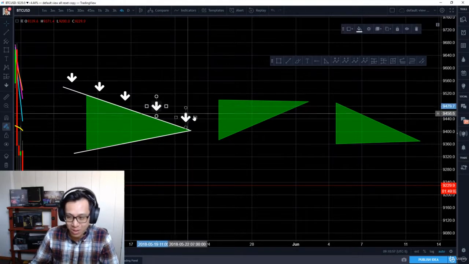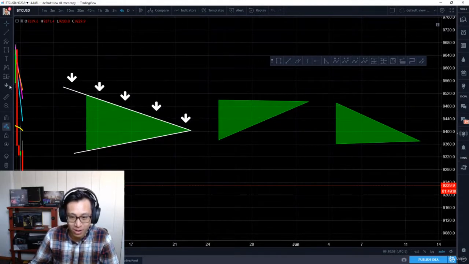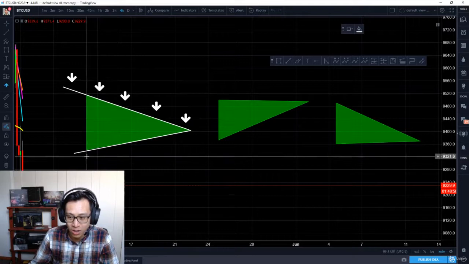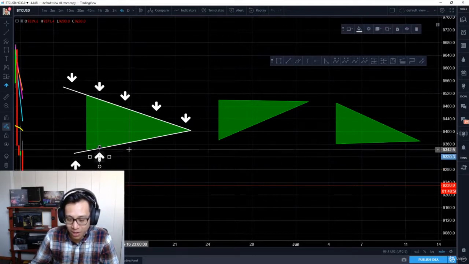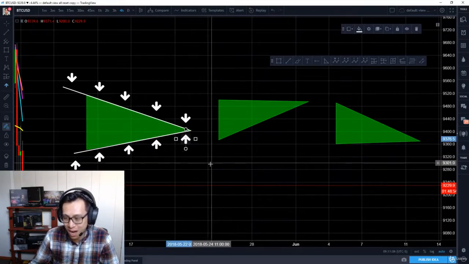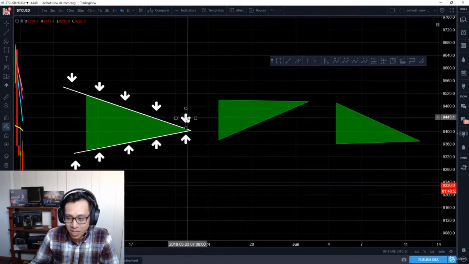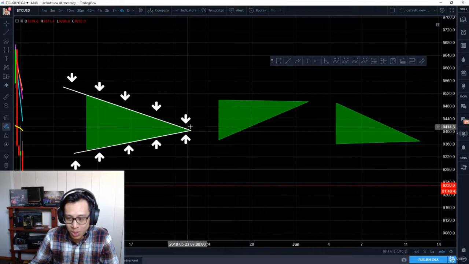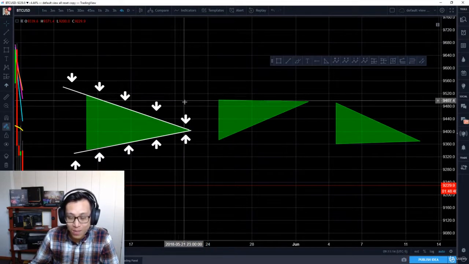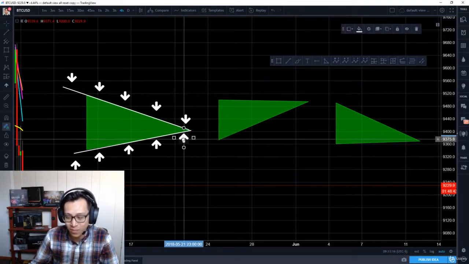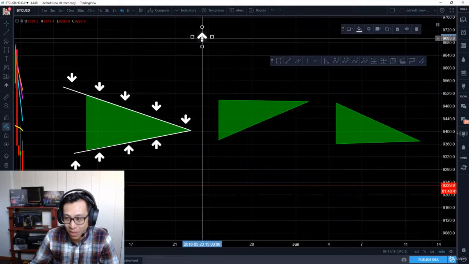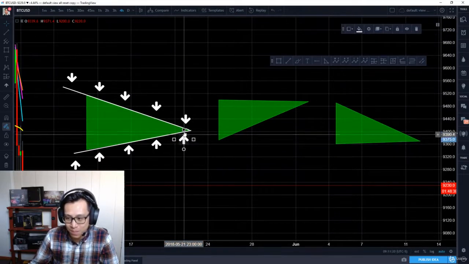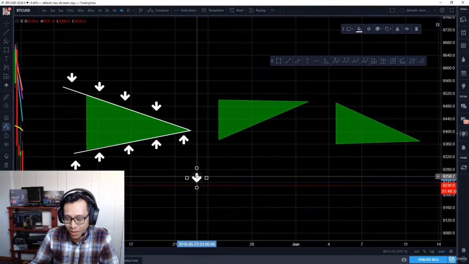So the bears keep wanting to push down, right? But guess what the bulls want to do? The bulls want to push up, okay? The bulls want to push up like that. And eventually one of them is going to win when it gets closer and closer to these converging lines where the apex is. And sometimes the bulls will win and they'll go upwards. Sometimes the bears will win and it will go down like that.